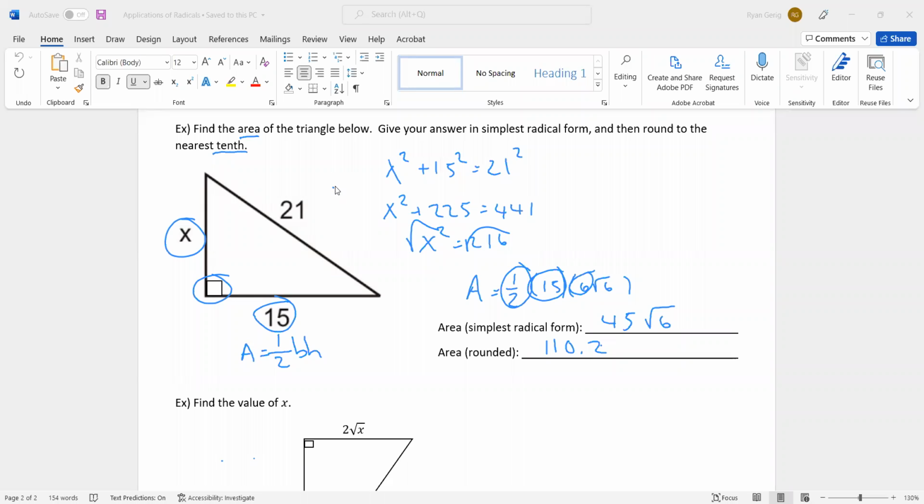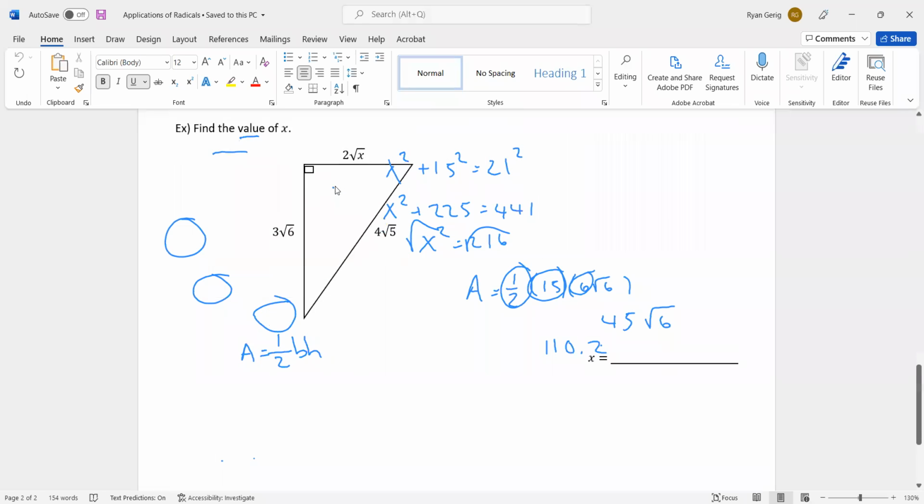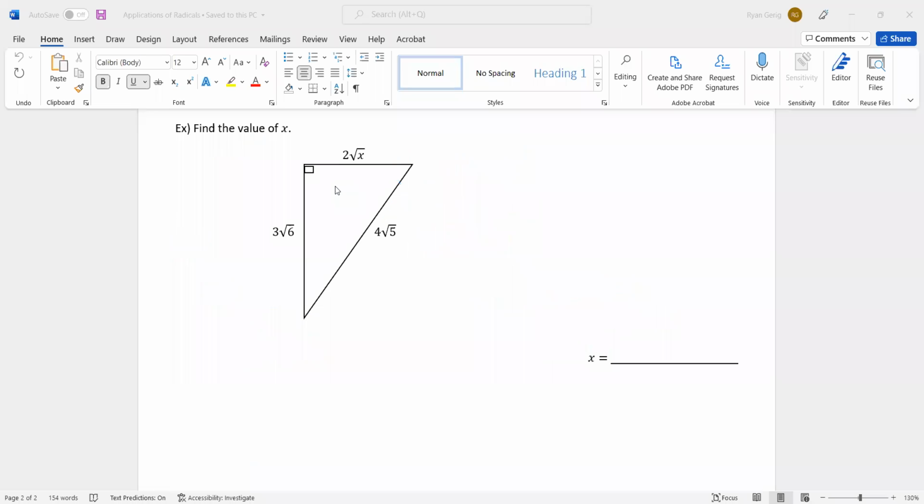there's another application, still use the Pythagorean theorem, but finding the area of a triangle. I got one more, and this one is quite a bit more challenging. However, I'm not going to test you on this, but it's good to see it. So we still got a right triangle, still using Pythagorean theorem. I want to find the value of x, which is a leg here, but I'm still going to use Pythagorean theorem. So 2 radical x squared plus 3 radical 6 squared equals 4 radical 5 squared.